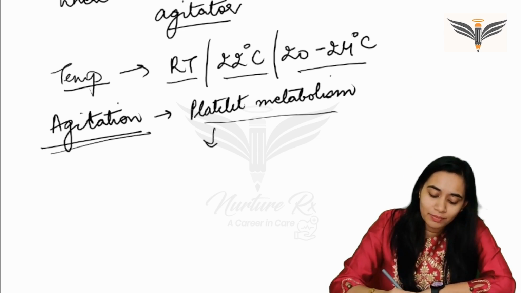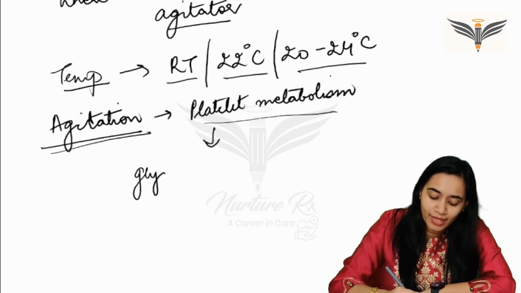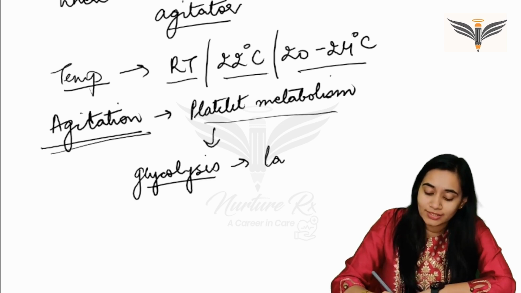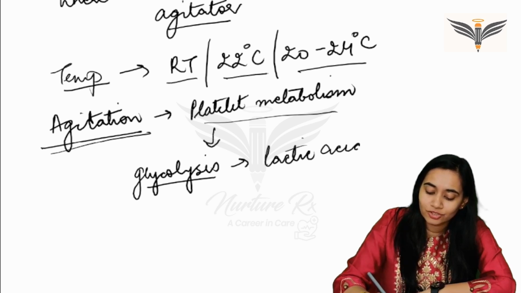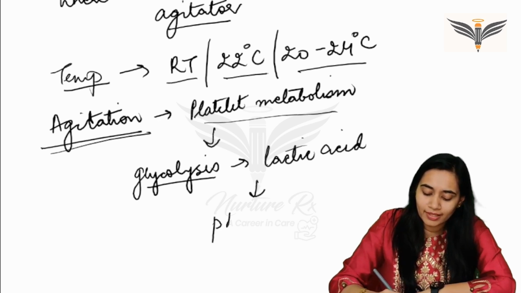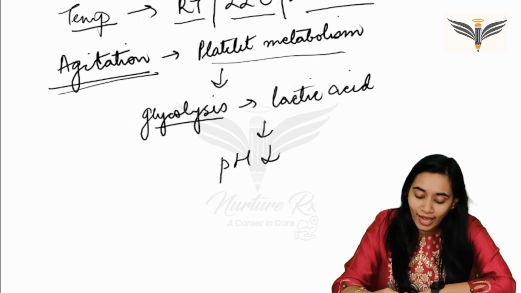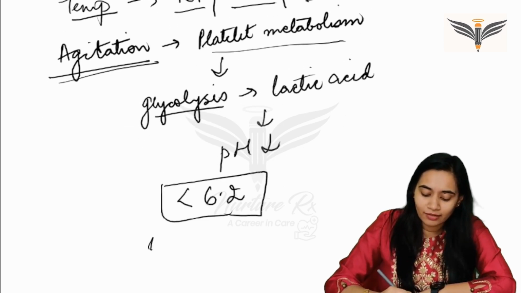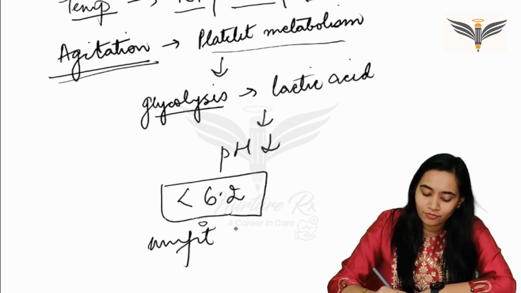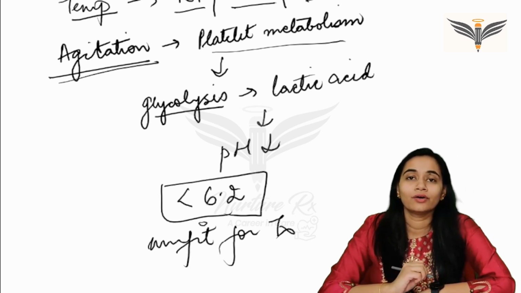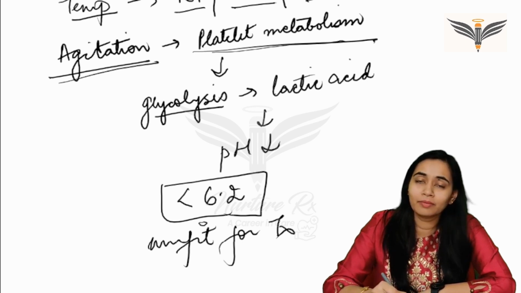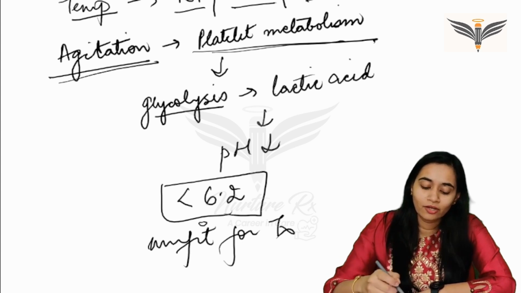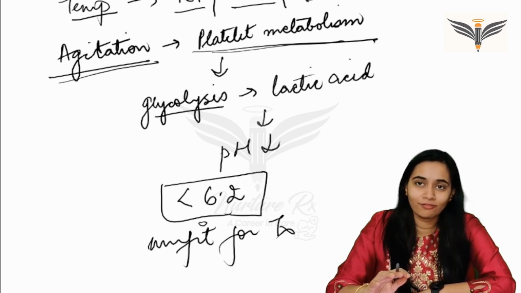If you are keeping it static and the proper oxygen exchange is not happening, the platelet is going to switch to glycolysis. You know the end product of glycolysis is lactic acid. So the overall pH of the platelet is going to decrease. And if this pH goes below 6.2, it becomes unfit for transfusion. Okay. So maintaining platelet metabolism and the oxygen exchange is very important for platelets to remain viable.